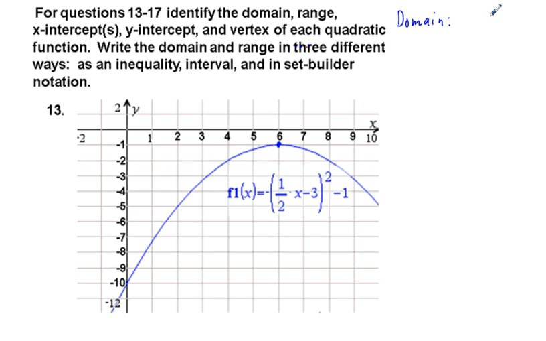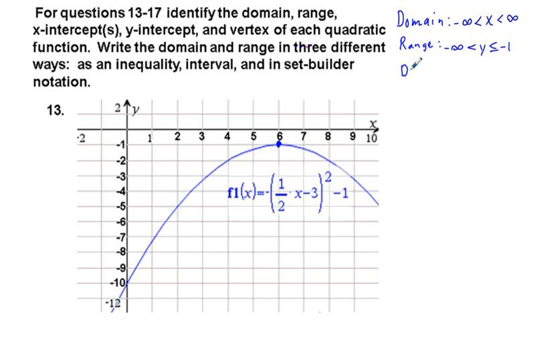And for inequality notation, we put x in the middle, and x is going to be greater than negative infinity, but less than infinity. So another way of saying this is all real numbers. Our range in inequality notation is going to be, well, we have a maximum where x equals 6, and that maximum is -1. And so we put y in the middle, as we did for x, and y is greater than negative infinity, but less than or equal to -1. So that's our inequality notation.